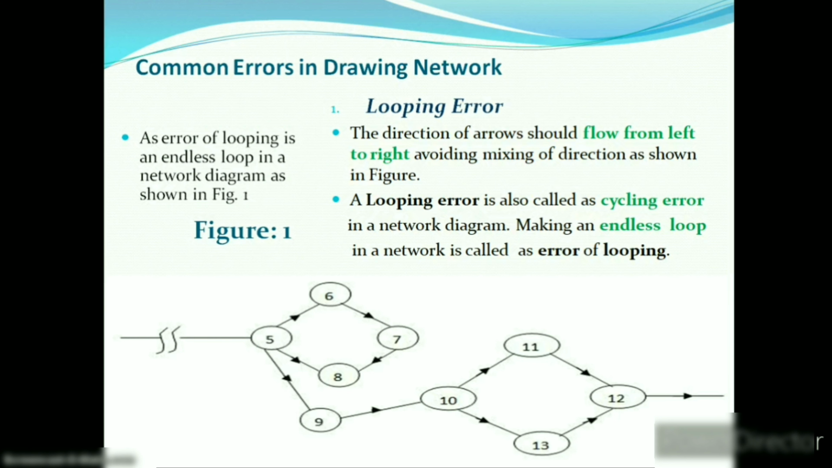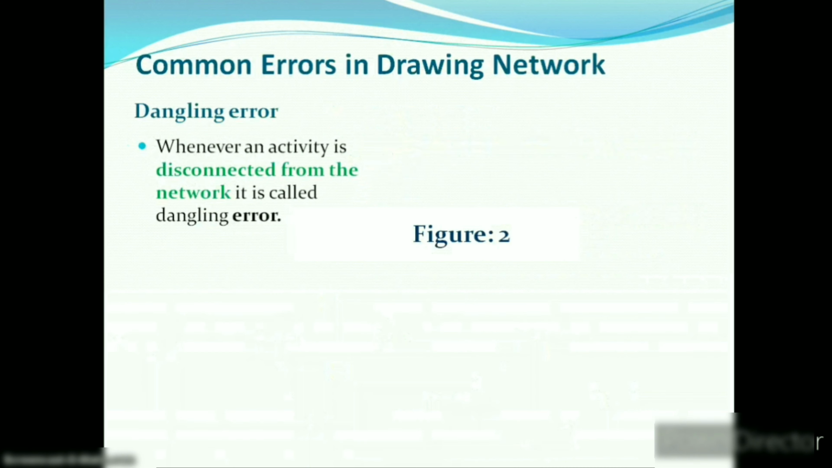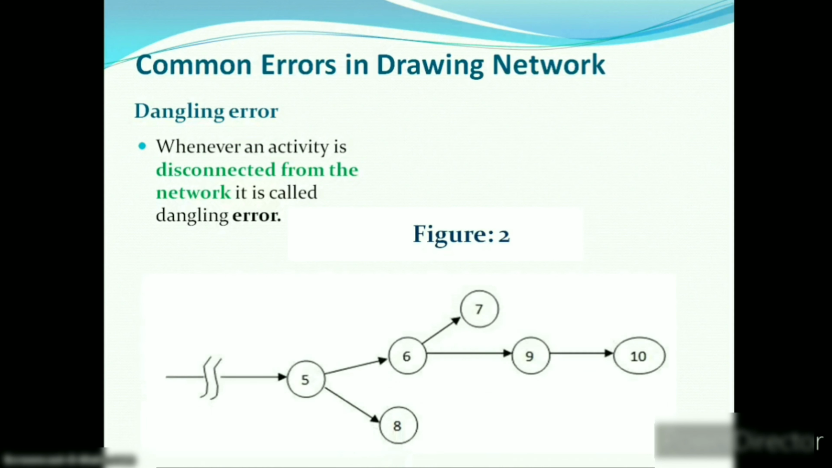Now let's go to the second common error of the network, dangling error. Every activity of the project should be complete and connected with other activities. If an activity is disconnected from the network, it is known as dangling error. As you see in figure 2, here activities 5 to 8 and 6 to 7 are disconnected from the network. So we have to avoid such mistakes when drawing the network.